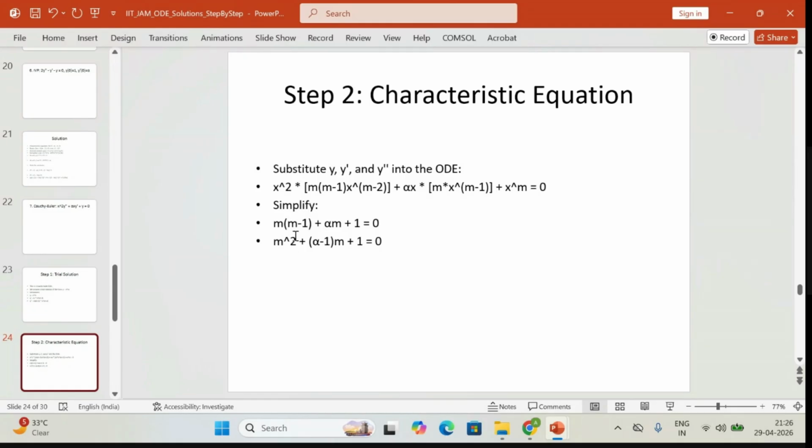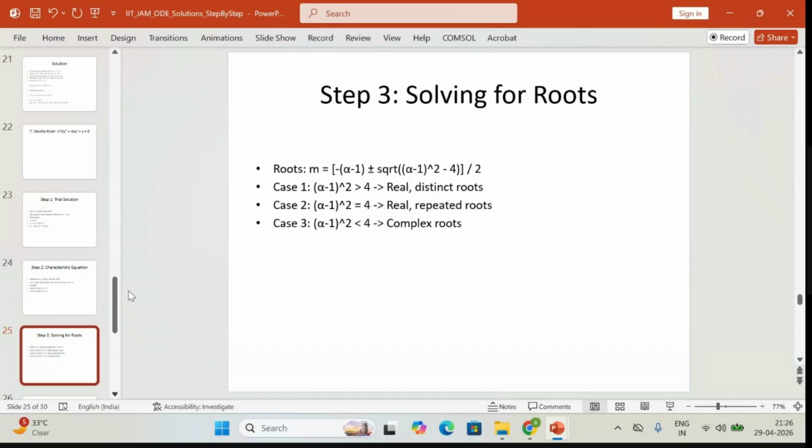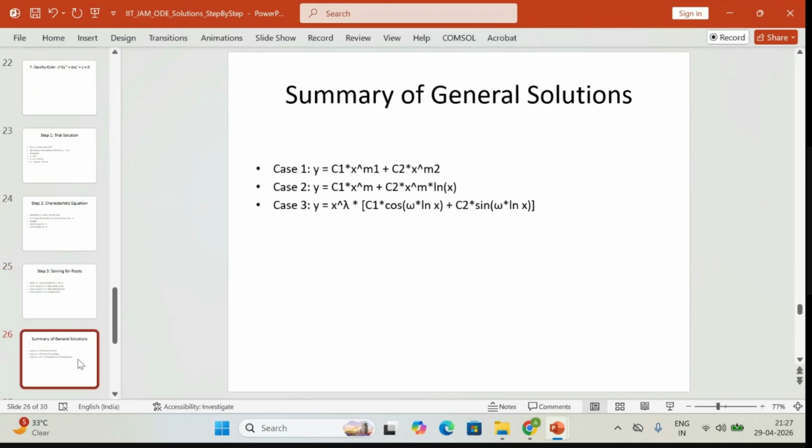And then we solve this characteristic equation, and we get the roots. If the discriminant is more than 0, we get real distinct roots. If it is equal to 0, we get real repeated roots. And if it is less than 0, we get complex roots. So this is the summary of the general solutions. The first one is easy: C1 x to the power m1 plus C2 x to the power m2, where m1 and m2 are different.